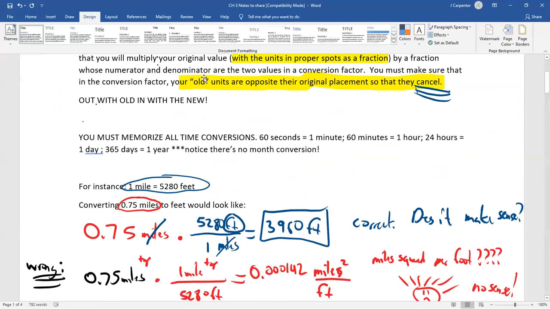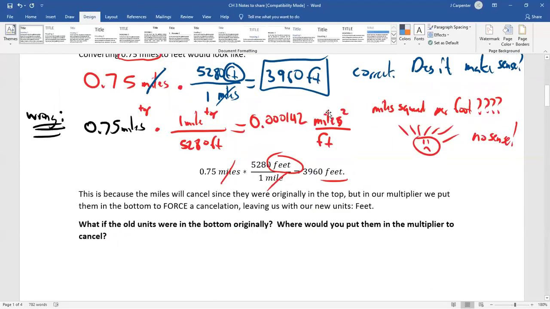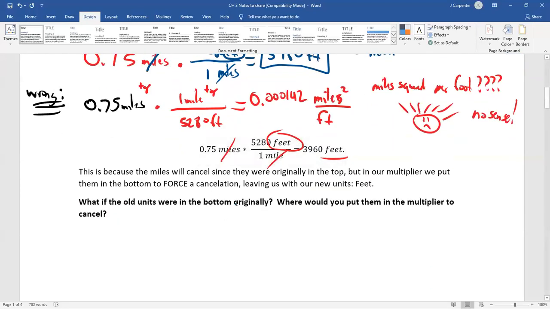It doesn't change the original concept. Your old units have to be opposite the original placement. So what that means is, if they were in the bottom originally, then in the multiplier, the original units need to go in the top. The opposite location.